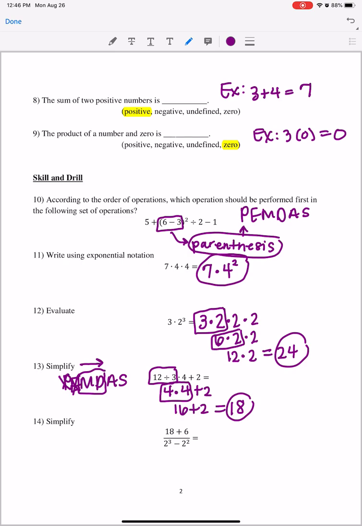Okay, on 14, simplify, same thing. Basically, you need to simplify the top and then simplify the bottom, and then you can put everything together. So 18 plus 6 gives me 24 over. This one right here is 2 times 2 times 2. So 2 times 2 is 4, times 2 is 8. This one here is 2 times 2, which is 4. So I've got 8 minus 4. So you can't let the top mingle with the bottom yet until you've simplified both of them. The top is simplified, so I'm just going to bring that one over. But I have to simplify this 8 minus 4, so 8 minus 4 is 4, and now I can divide. So 24 divided by 4 is 6.